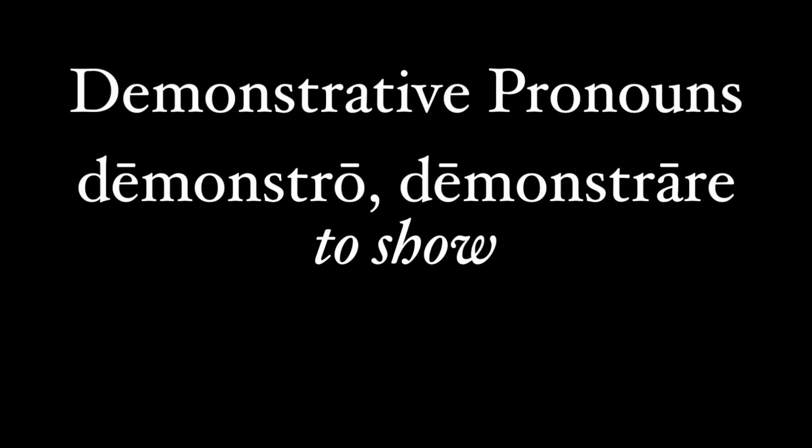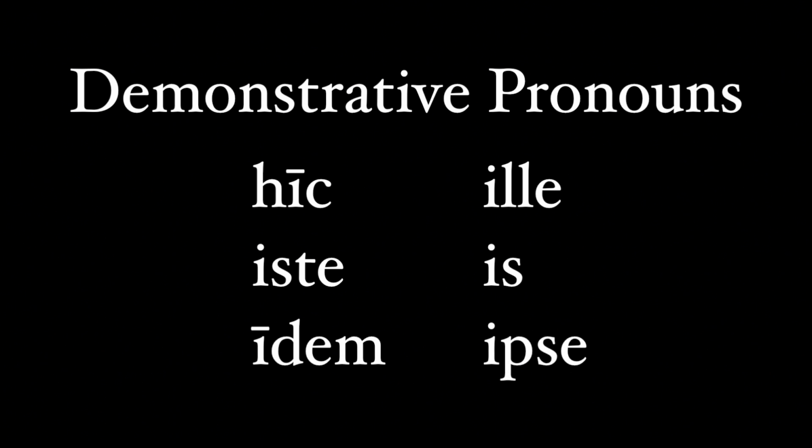The verb demonstro, demonstrare in Latin means to show, and demonstrative pronouns are used to point out or show something. These are words like hic, this, ille, that, iste, also that, idem, and ipse. This video will cover is, ea, id, the demonstrative that means that, but is also commonly used in Latin as the third-person personal pronoun. So the word for he, she, it, and they.